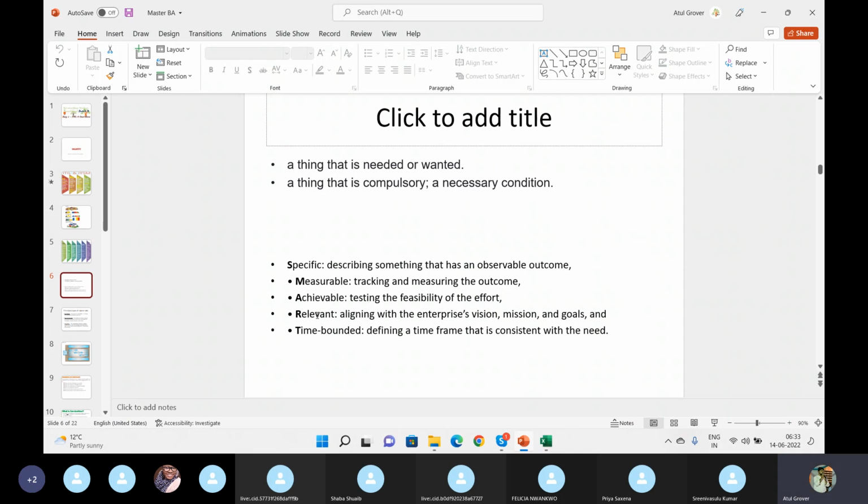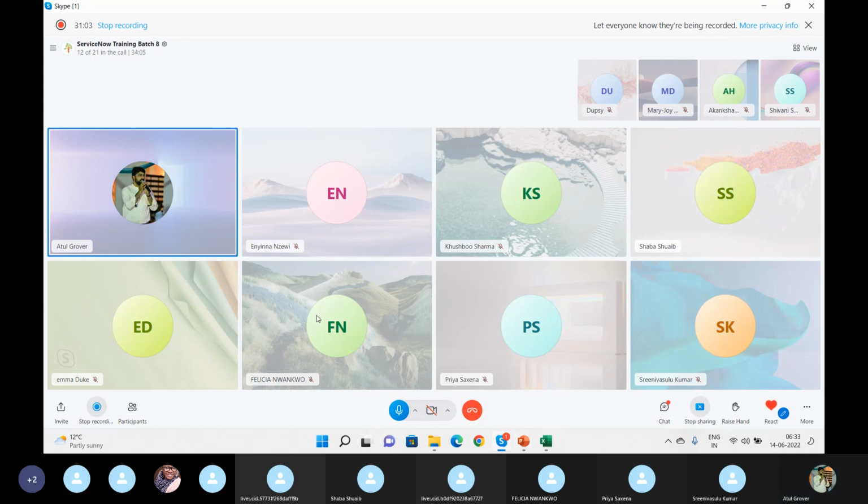So whenever you are discussing any requirement, you have to see these 5 parameters very carefully. Clear till this point, guys? Any doubt? Any question? Tell me. Any doubt? Any question, guys? Atul, yes, go ahead.